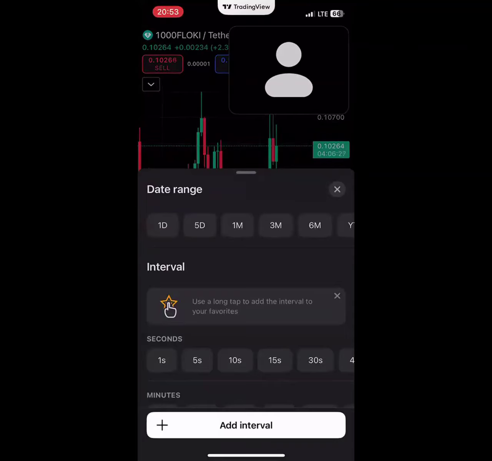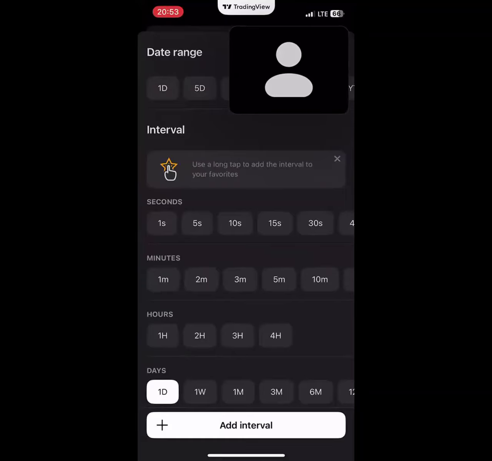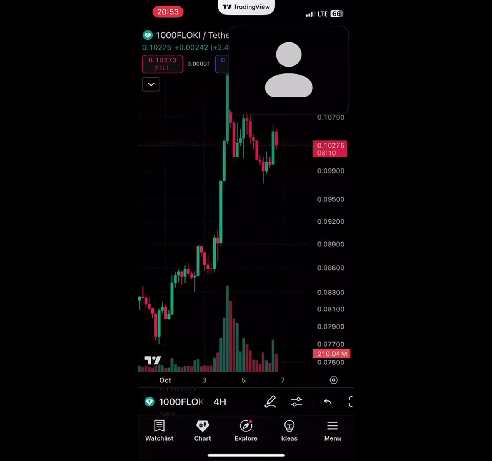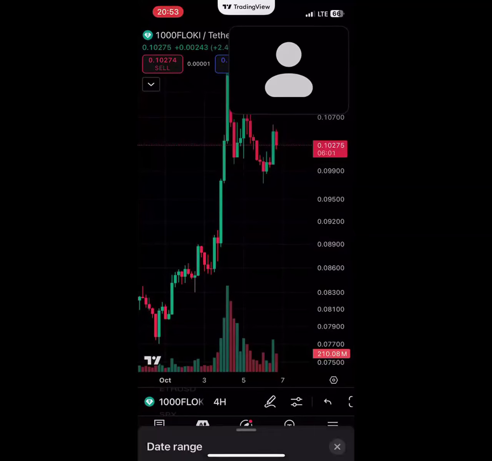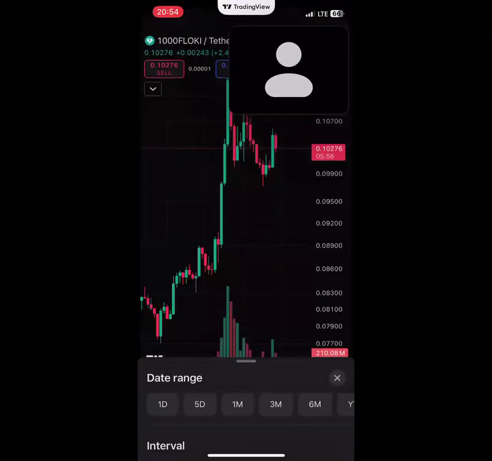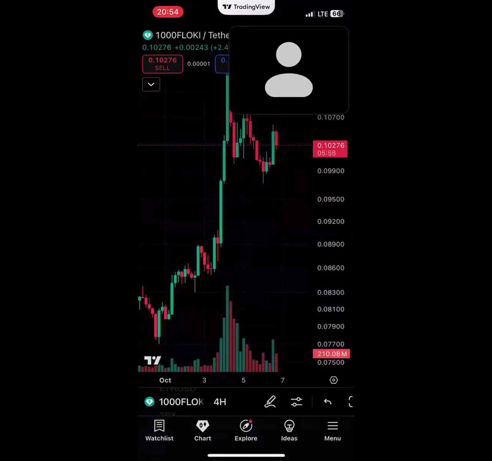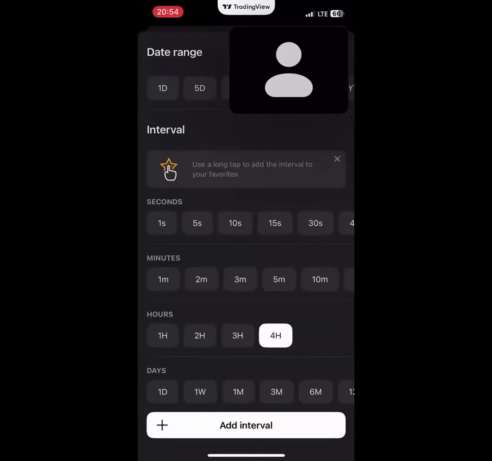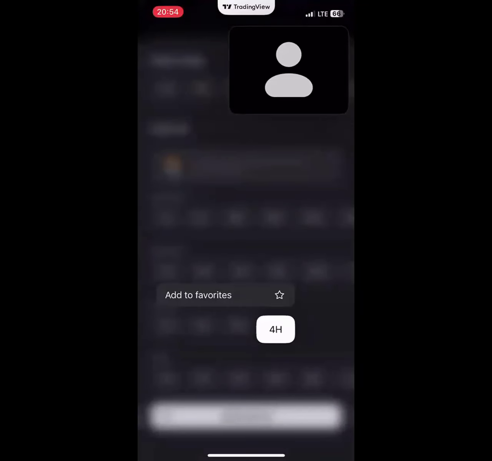Okay, now pick your 4 hours time frame down. You scroll to the downside. Okay, so now you have your 1 hour, 2 hours, 3 hours, and 4 hours. Click on your 4 hours. You see, if you long press it, you could even favorite it. Click back on the 4 hours. Toggle the 4 hours. Just press and hold it. Okay, favorite it.